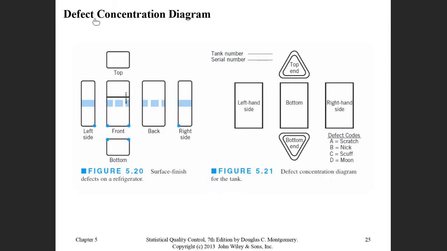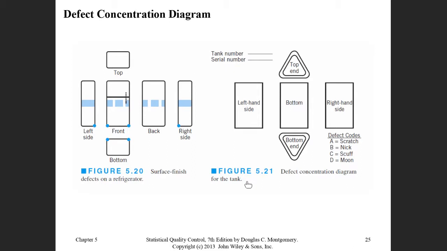The defect concentration diagram is similar to when you go and rent a car. If you have had this experience before, they give you the diagram of the car, and the person from the car rental shop comes around the car with you and marks where the defects are, like scratches and bends on the car, before you receive it and after you return the car to the dealership.